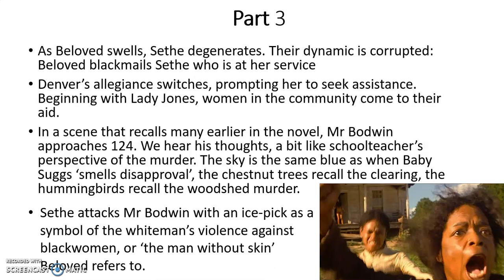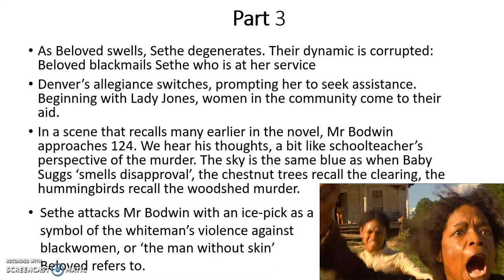And then we have this scene, which is almost a full circle from an earlier scene in the novel. So we have Mr. Bodwin approaching 124, and we can hear his thoughts, a bit like when schoolteacher gives his perspective of the murder. So it's another white person's thoughts and a white person approaching down the road to 124 that's obviously going to unnerve Sethe. And the sky is the same blue as when Baby Suggs smells disapproval. The chestnut trees recall the clearing. The hummingbirds recall the woodshed murder. So it's almost as if all of the novel is suddenly culminating in this one event in part three. It's like all these memories are suddenly together in the present as this white man approaches 124.